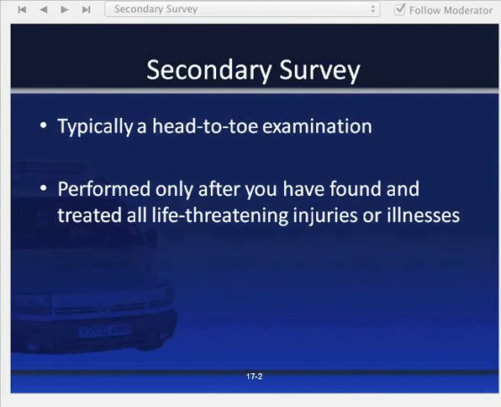Alright, let's get started. A secondary survey is typically a head-to-toe examination. The reason a secondary survey is performed is to find other injuries or signs of illness that may affect the emergency care you provide. This examination is performed only after you have found and treated all life-threatening injuries and illnesses.